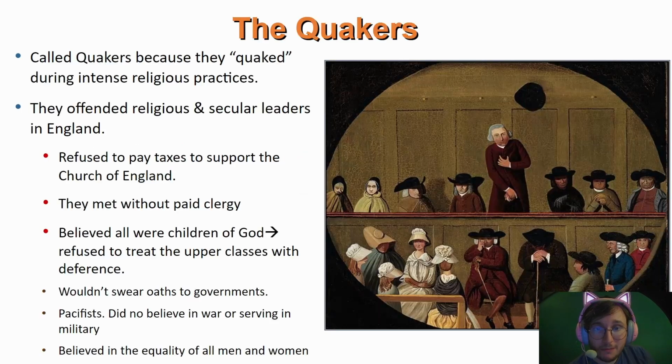Pennsylvania is going to be primarily started and controlled by the Quakers for some time. The Quakers were a religious group known for their radical beliefs, including the equality of all people and opposition to war and military service. They earned their name because they were said to quake during intense religious practices. Their refusal to pay taxes to support the Church of England and their nonconformity to social hierarchies put them at odds with both the religious and secular authorities in England. They also believed in the equality of men and women, and again are pacifists.